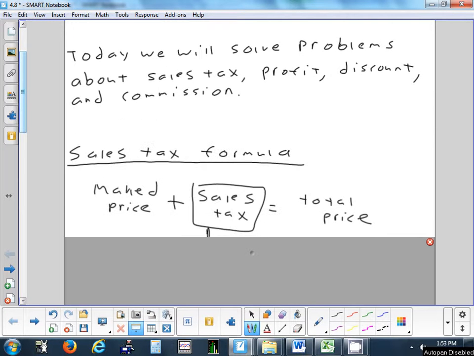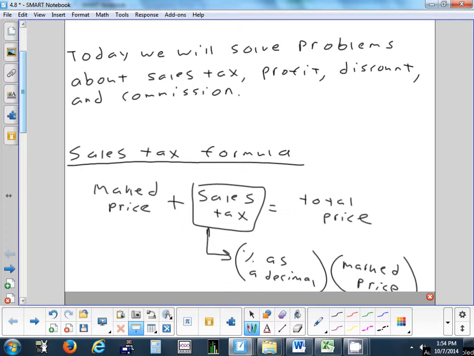Okay. This is your sales tax formula. Sales tax is basically when you go to the store and you pay tax on an item. This is how you find the total price you have to pay. Take your marked price, that's the price that's on the item, plus the sales tax, which I'll explain in a second how you find. You add those two together, that gives you the total price.